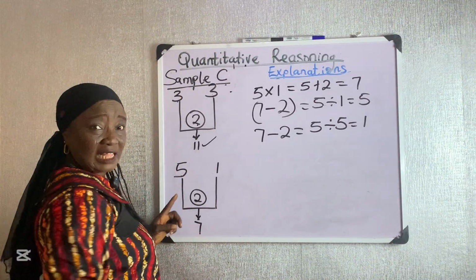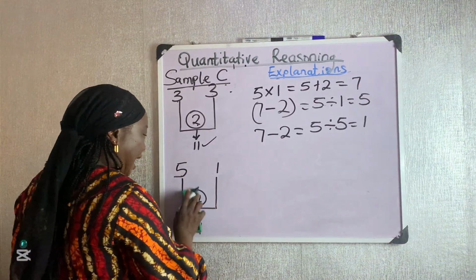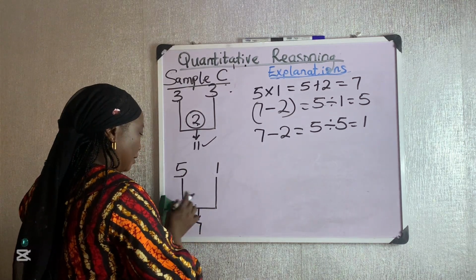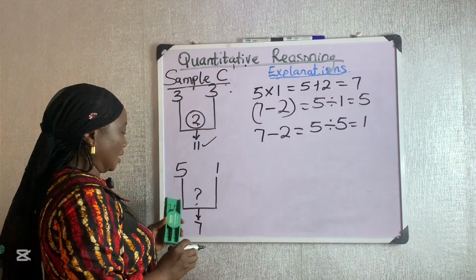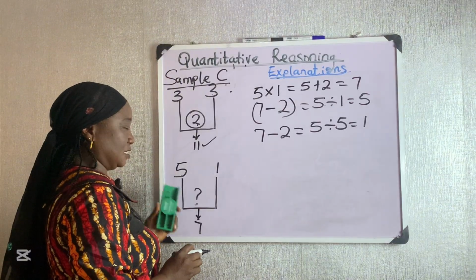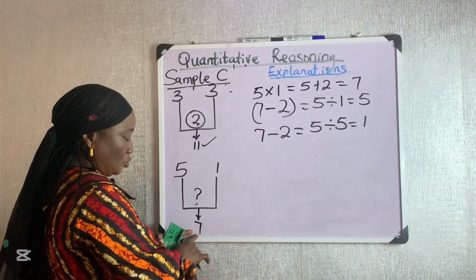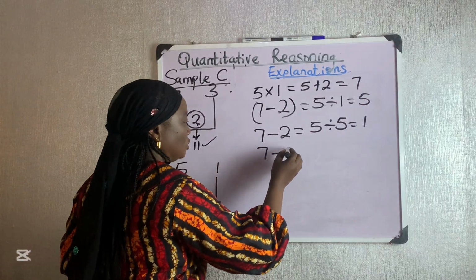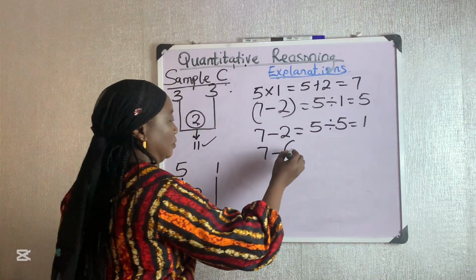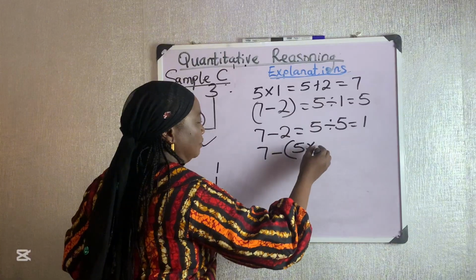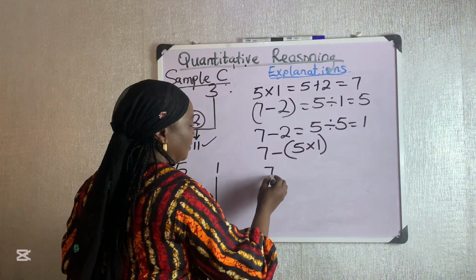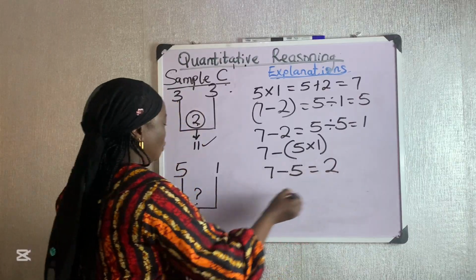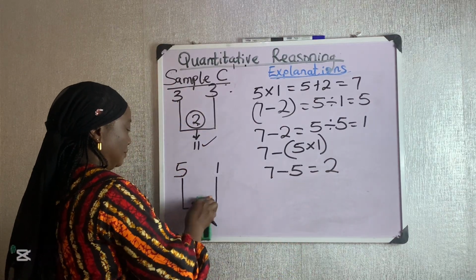So the last number that I've not calculated is 2. We hide it by cleaning it and put a question mark. How do I get this number that is not known? I will simply go to the biggest number, which is 7, minus the product of the 2 opposite numbers. 5 times 1. 7 minus 5 will give me 2, which is the 2 that was here.